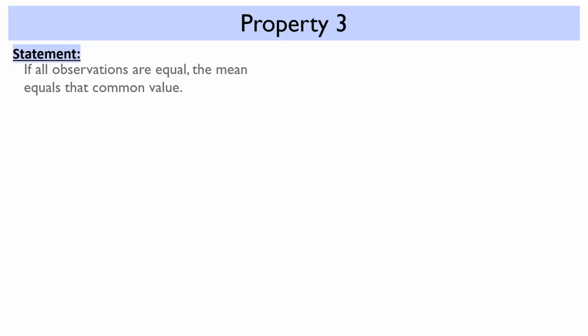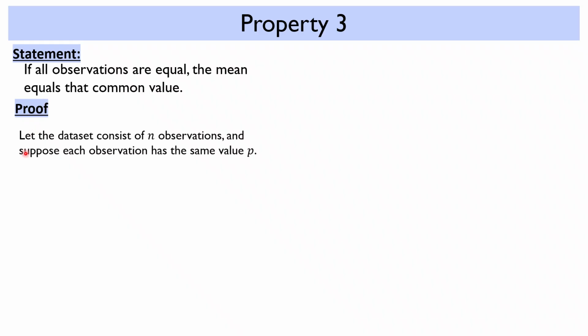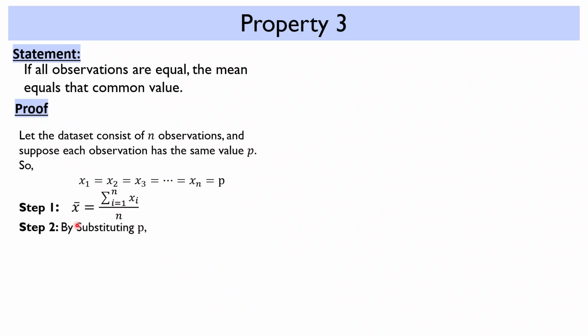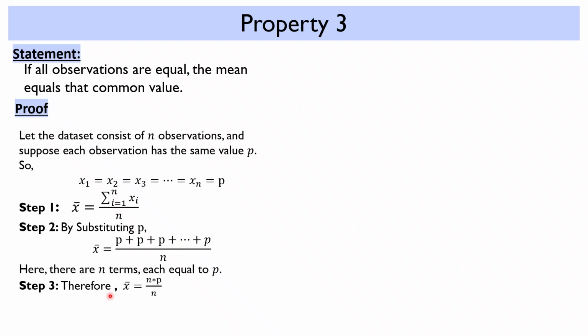Property 3 states that if all observations are equal, then the mean equals that common value. Proof. Let the dataset consist of n observations and each observation has the same value, say p. Then in step 1 we will find the mean, which is sum x upon n, and we are going to substitute p here, which comes out to be p plus p so on till n times p. So n times p upon n again comes out to be p.